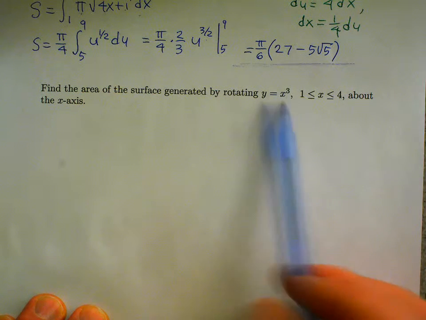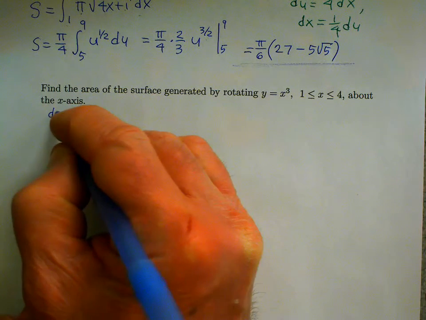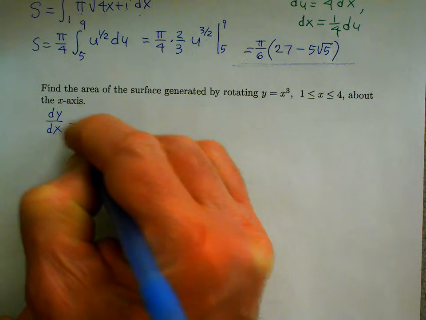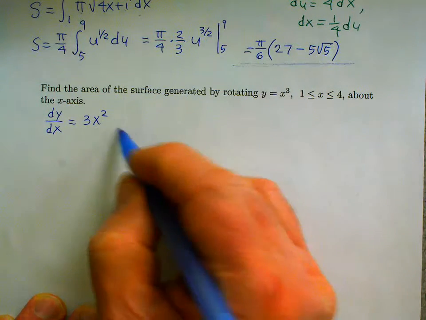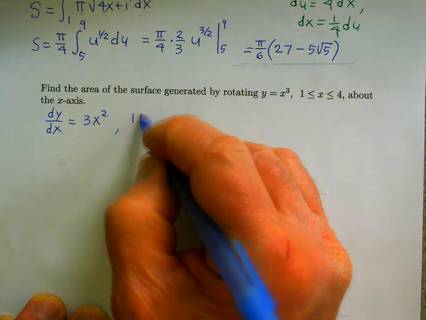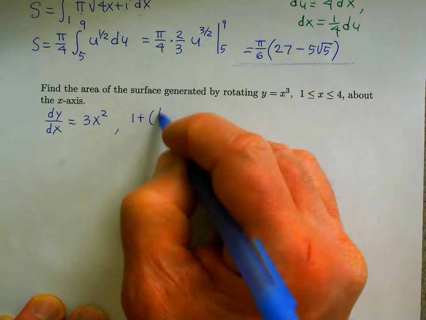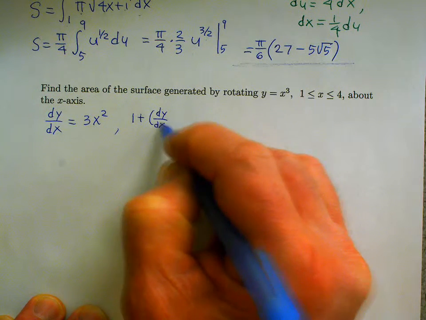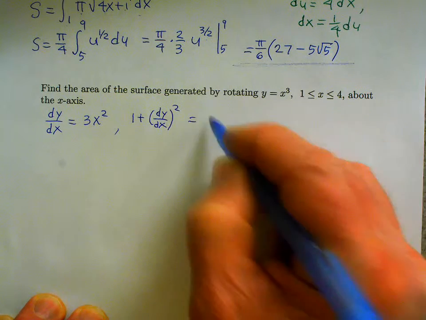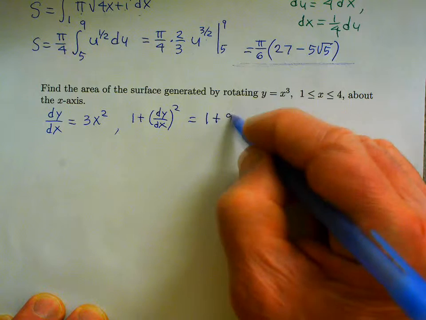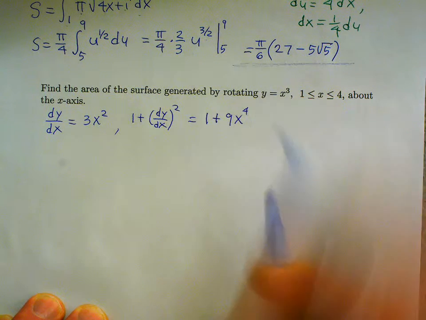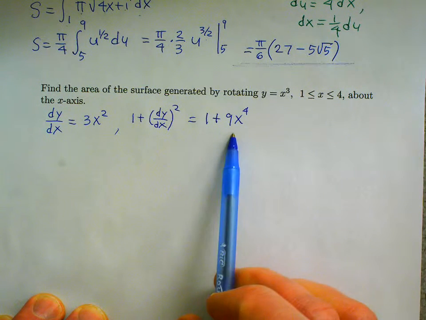Okay, we need to know the derivative. So dy dx is 3x to the 2nd. And 1 plus the square of the derivative is 1 plus 9x to the 4th. This is what's going to go inside the square root.